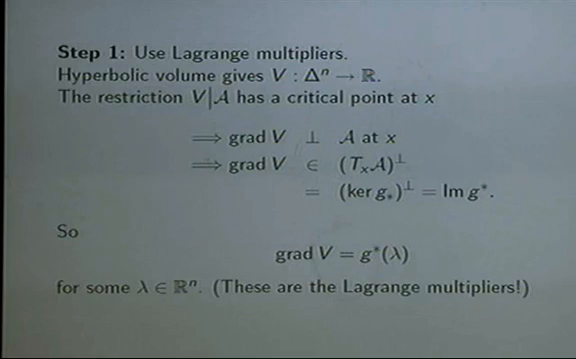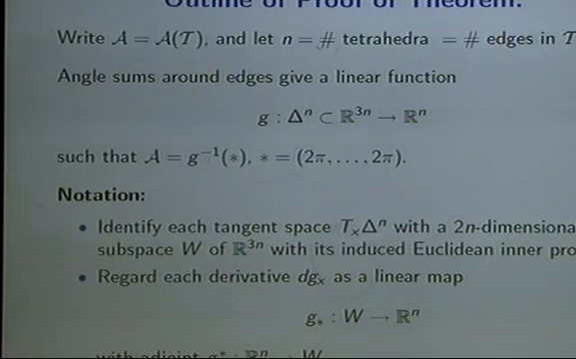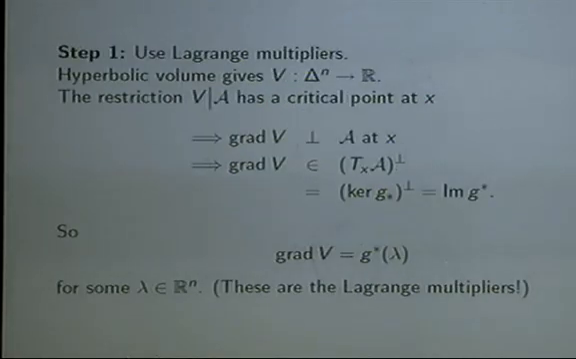But now the tangent space, so what was A? A was just points where this function is equal to some constant. So it's a preimage of a point. The tangent space is just the kernel of the derivative of G at this point. So this is the same as the kernel of G star orthogonal complement. And if you remember from linear algebra, the orthogonal complement to the kernel is the same as the image of the adjoint. So this is the same as the image of G star, just by some linear algebra.